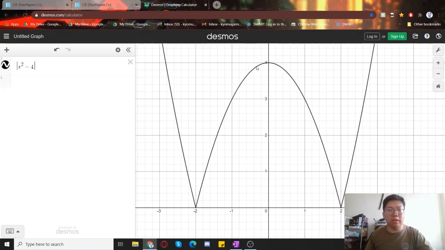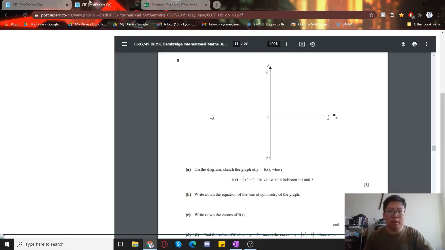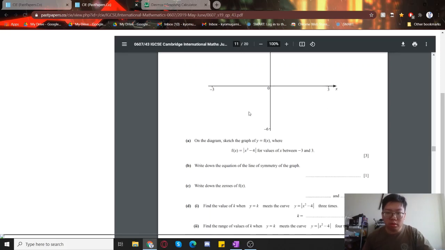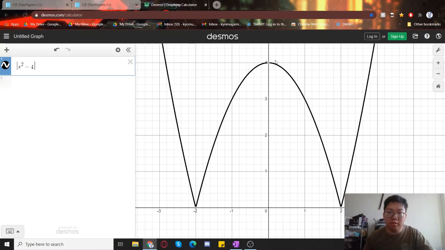So this is what your graph should look like. It's very simple. The roots are still fine. The line of symmetry is still fine. Let's see, where does it meet at four times, you ask? Well, it's here, literally this point in particular. If we were anywhere between here and here, we would have hit it four times.